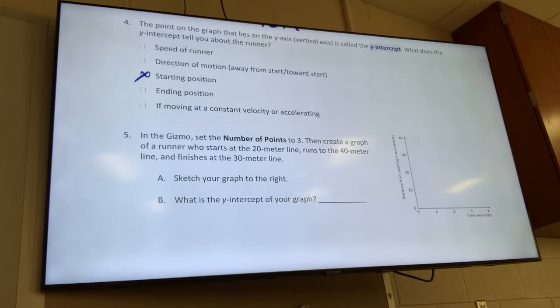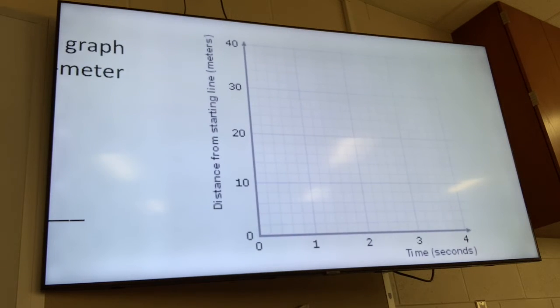All right, it says in the gizmo, set the number of points to 3, then create a graph of a runner who starts at the 20-meter line, runs to the 40-meter line, and finishes at the 30-meter line. Okay, so starting at the 20-meter line, that's going to be your y-intercept. So 20 meters, your graph should have started there. And then if your graph had 3 points, then your next point would have been at 2 seconds in the middle of the graph, and that said that you needed to go to 40 meters.